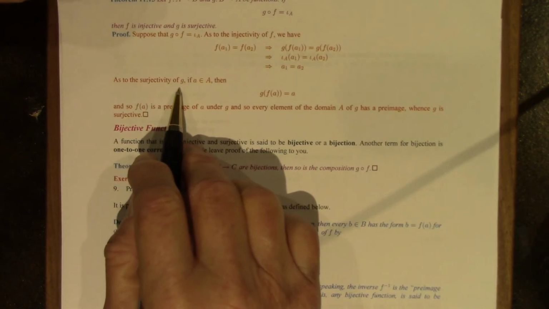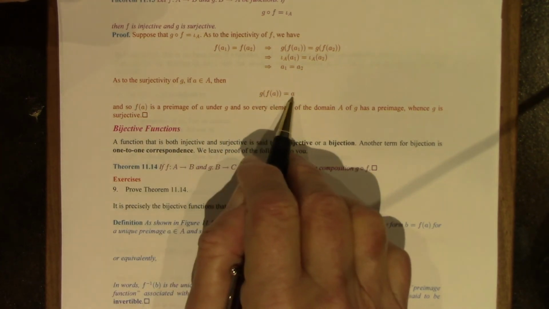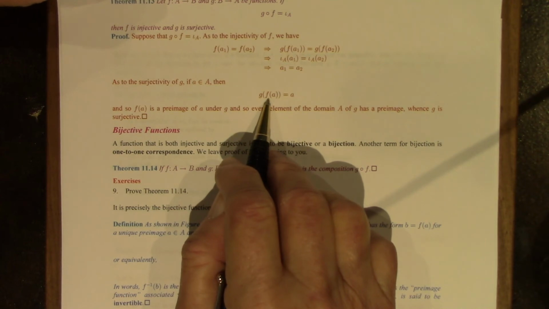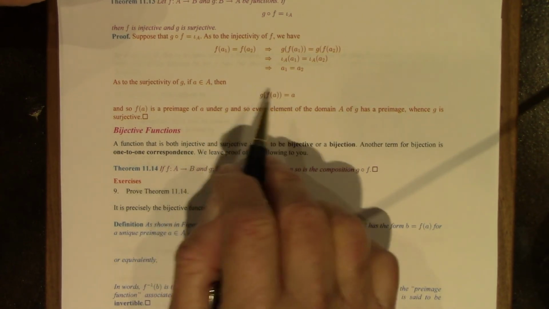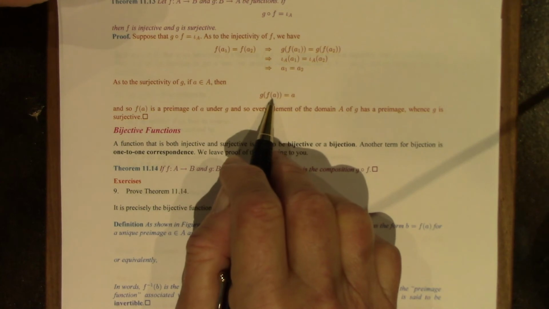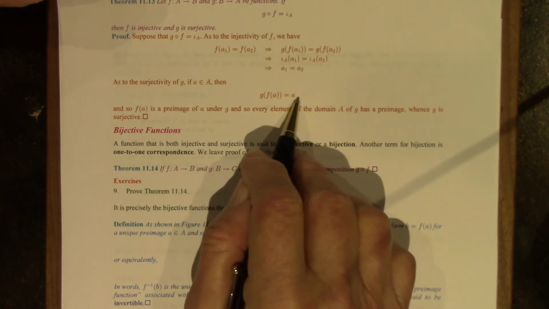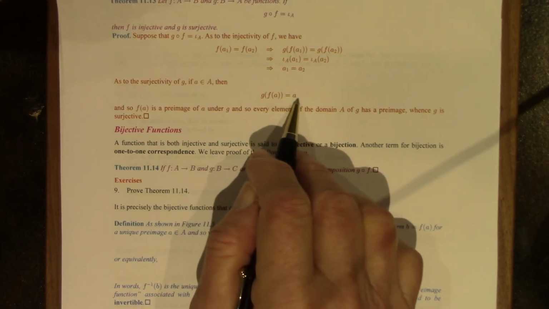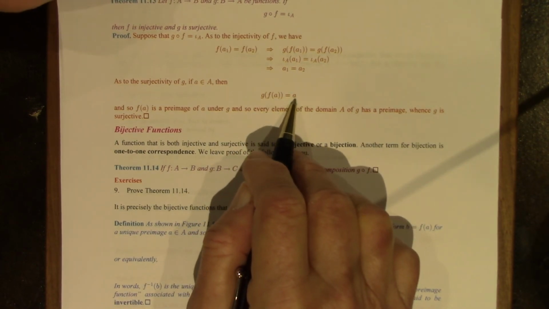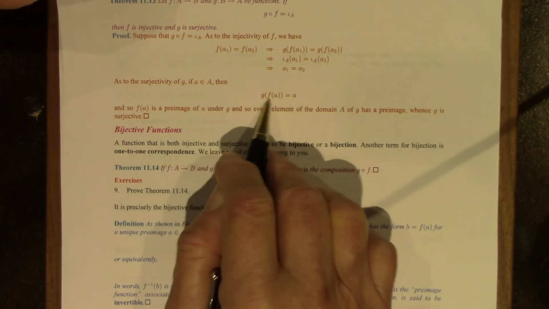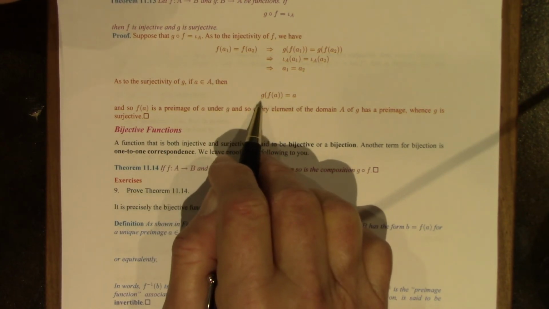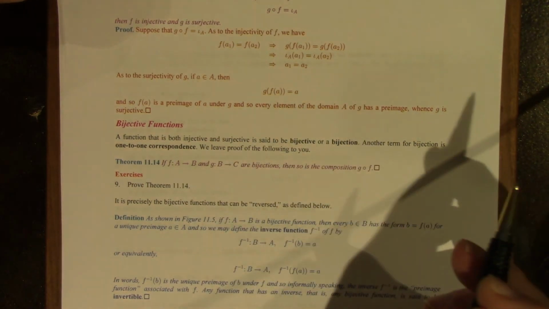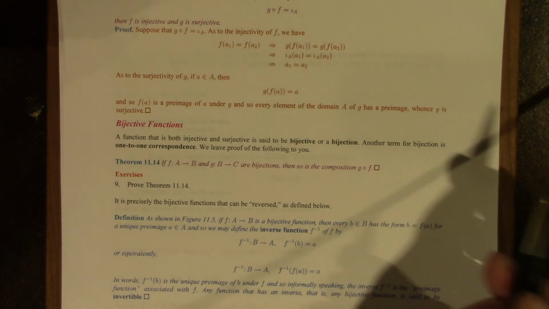As to the surjectivity of G, we have this equation, because G circle F is the identity on A. And so F of A is a pre-image of A under G. Therefore, since little a was arbitrary, every element in capital A has a pre-image under G. Okay. And so G is surjective.